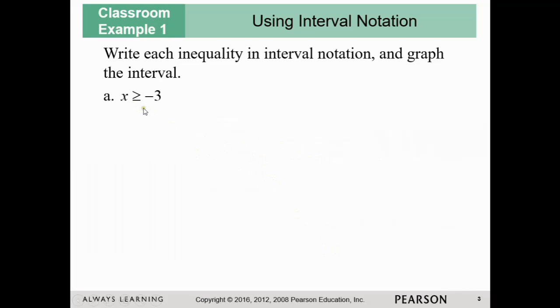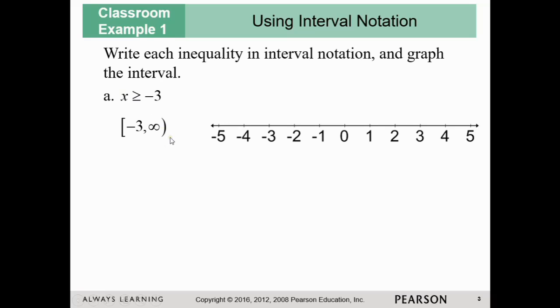So what we have here is an inequality, and we want to write the inequality in interval notation, and then we'll also graph the interval of this inequality. So what we have here is x greater than or equal to -3. When we write this in interval notation, remember, since it's a greater than or equal to, we use a bracket around the -3. And then since this is greater than or equal to, it goes to the right, which is towards positive infinity.